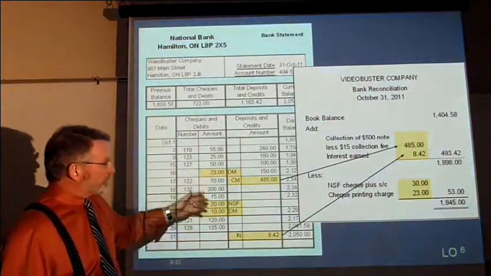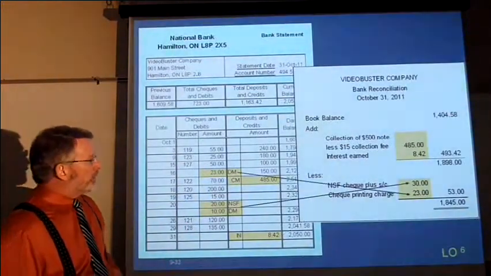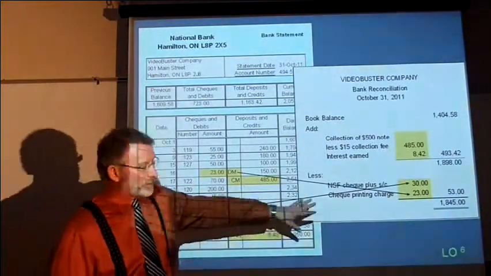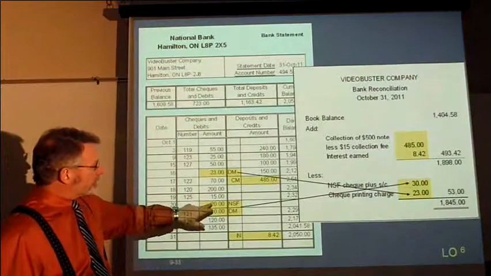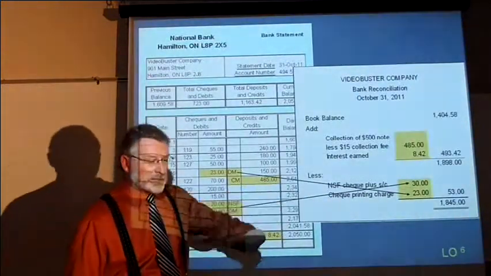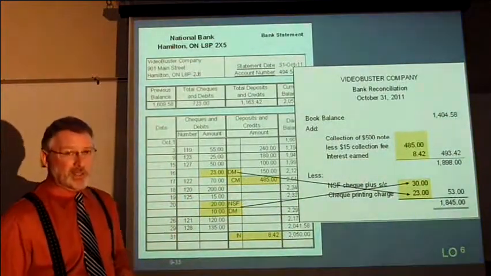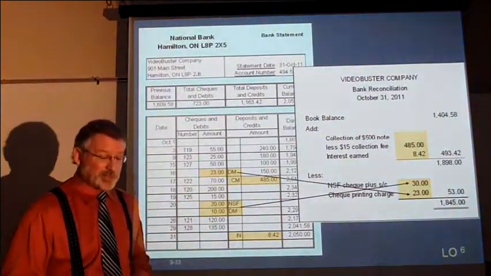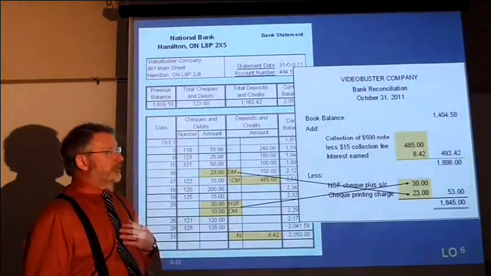Also, there were some reductions of things, and again, these are explained a little more clearly in the textbook. So the $23 is a check printing charge, it turns out. So it charges us $23 to print up a batch of checks for us. And this $30 is an NSF check for $20 plus a $10 service charge because the bank finds that really annoying and they charge us money whenever they have to handle one of these things when we get a bad check. So that's a $30 reduction of our account.